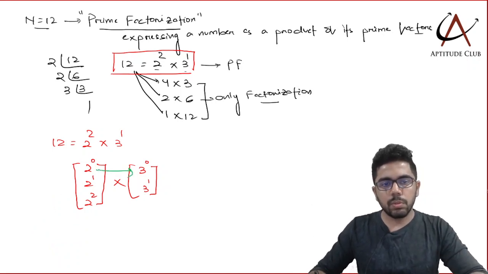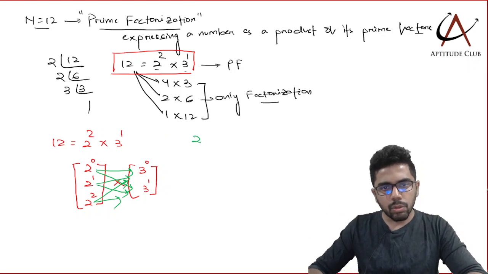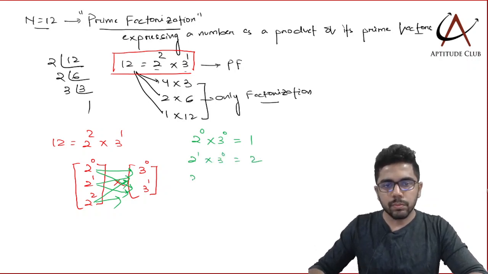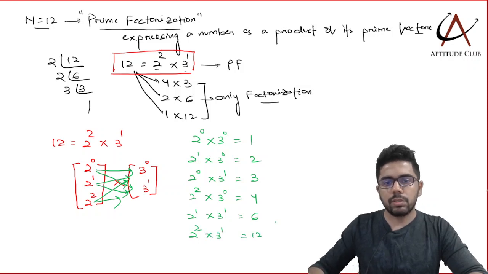2 to the power 0 into 3 to the power 0, 2 to the power 1 into 3 to the power 0, 2 to the power 0 into 3 to the power 1, 2 square into 3 to the power 0, 2 to the power 1 into 3 to the power 1, 2 square into 3 to the power 1. I'll start combining the factors. So look at what the results are. 2 to the power 0 into 3 to the power 0, you get 1. 2 to the power 1 into 3 to the power 0, you get 2. 2 to the power 0 into 3 to the power 1, you get 3. 2 to the power 2 into 3 to the power 0, you get 4. And then 2 to the power 1 into 3 to the power 1, you get 6. And 2 to the power 2 into 3 to the power 1, you get the final factor, 12.